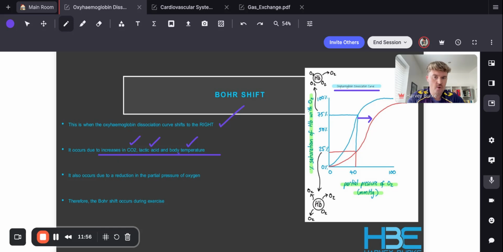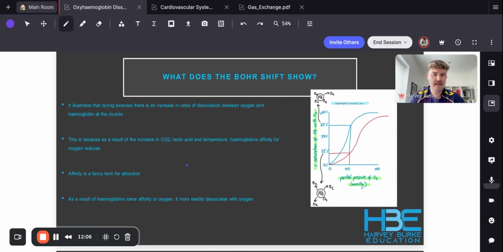And as a result of those things increasing, what this does is it lowers hemoglobin's affinity for oxygen. And affinity is just a fancy term for attraction. So if I said that hemoglobin has a high affinity for oxygen, it means that it has a really strong attraction to it. Whereas if I say that hemoglobin's affinity for oxygen has gone down, that means it has less of a strong attraction for oxygen. And that means it's easier for hemoglobin to let go of that oxygen.